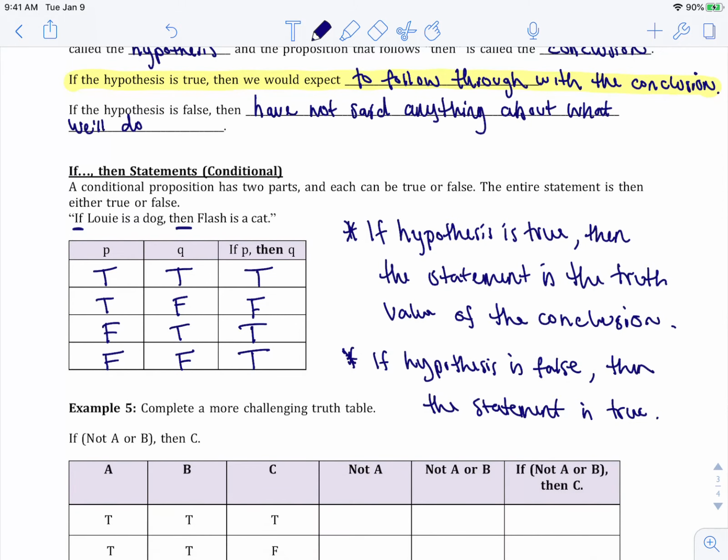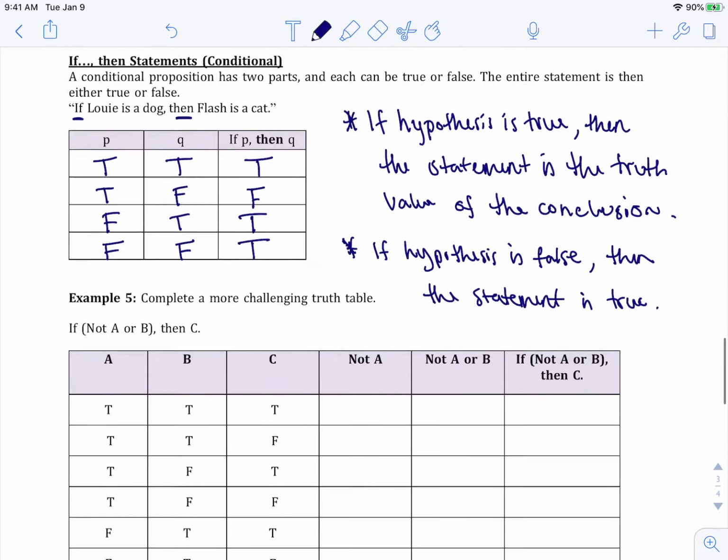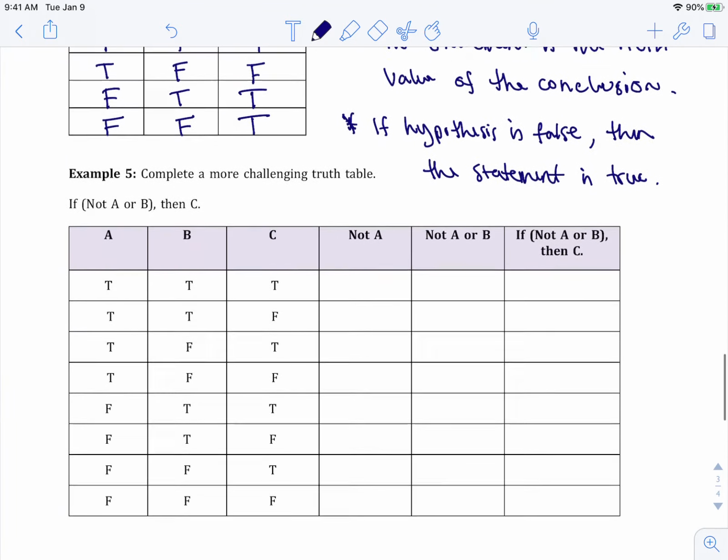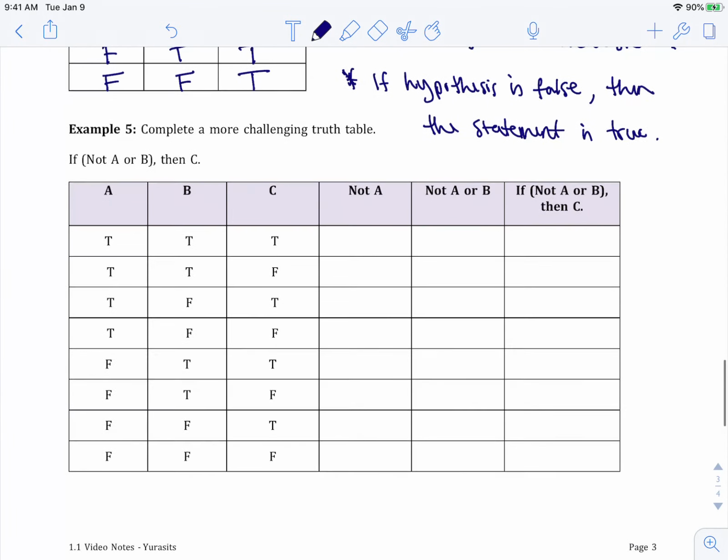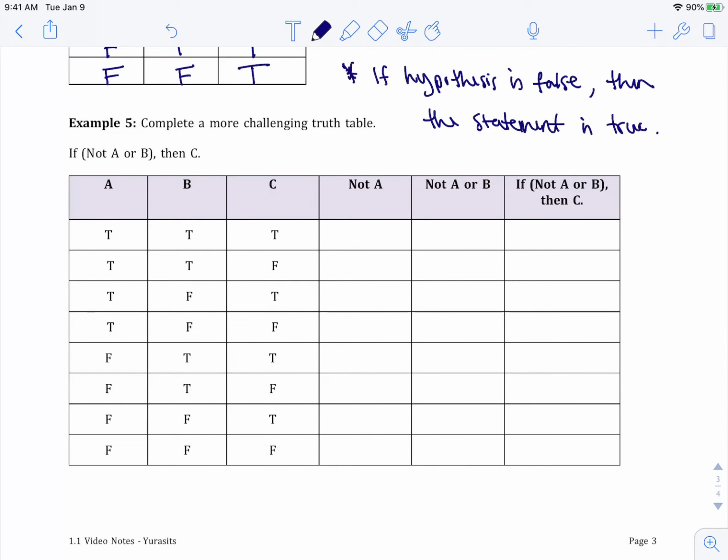Okay, so now let's try a much more complex truth table. And so this is very similar to what you'll be doing in your homework write-up. All right. So I'm going to start filling out this column, not A. It can kind of get confusing of where to focus, so I'm just going to highlight, I'm only looking at A's right now. So for this column, not A, I'm going to fill in all the opposites.